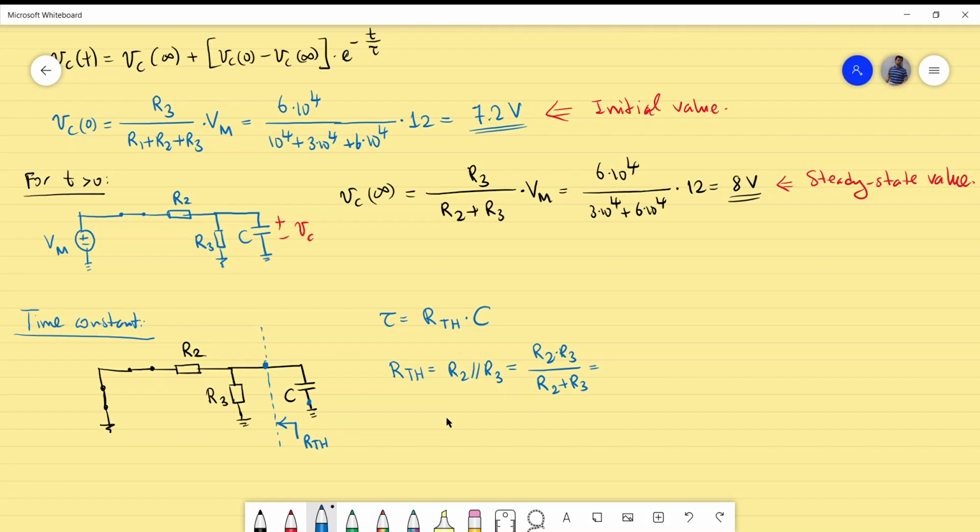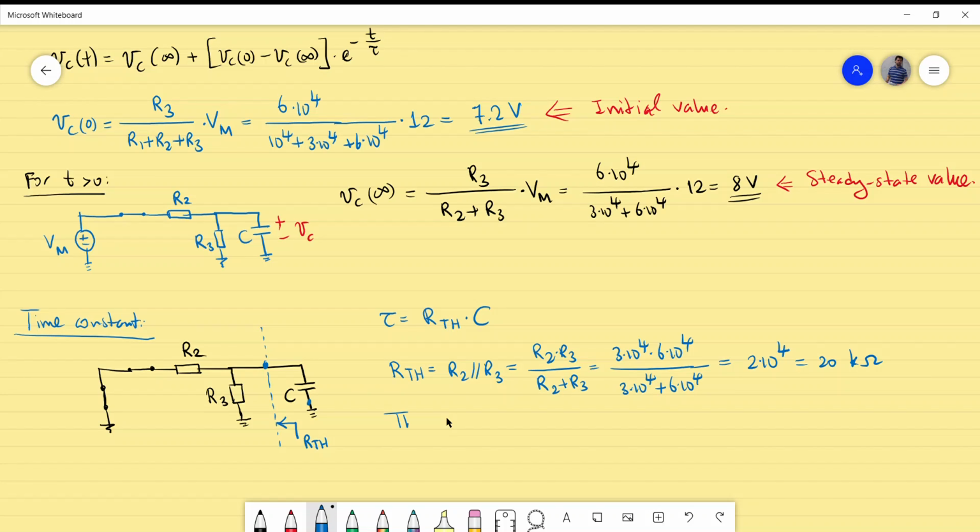Now if you fill the values, you get 3 times 10 to the 4 times 6 times 10 to the power 4 divided by the same expression, but then plus, and you get the value 20 kilo ohms, or 2 times 10 to the power 4, and that is 20 kilo ohms. And now we know actually everything to calculate the tau.